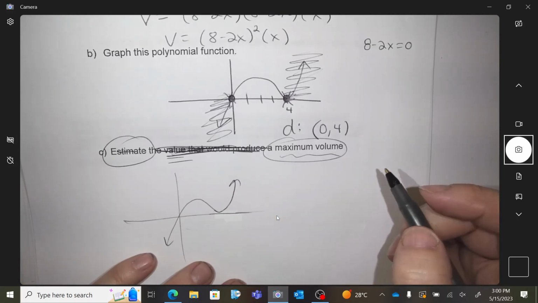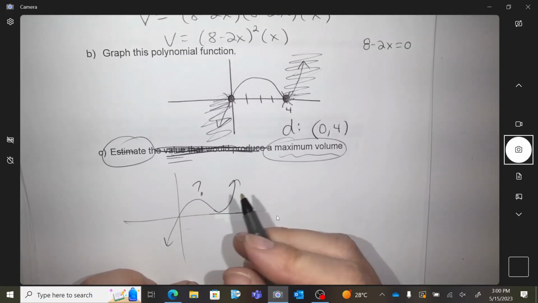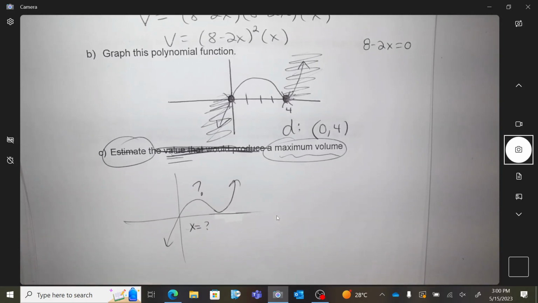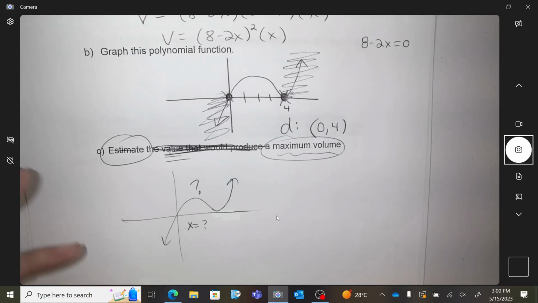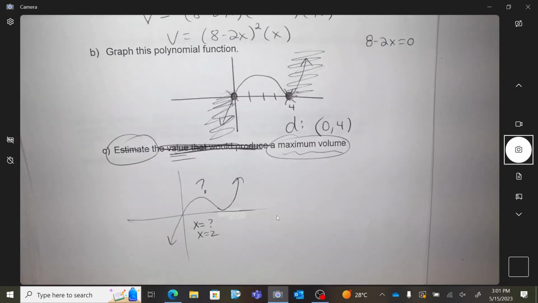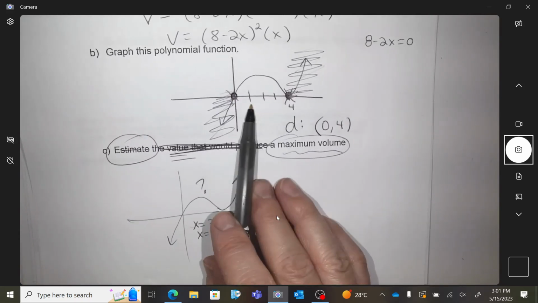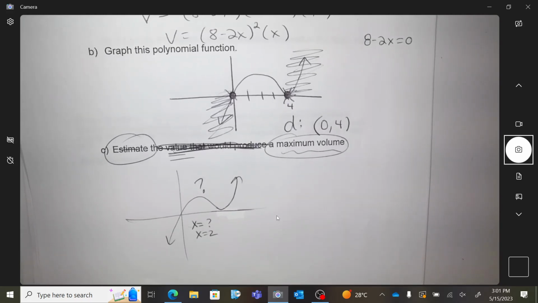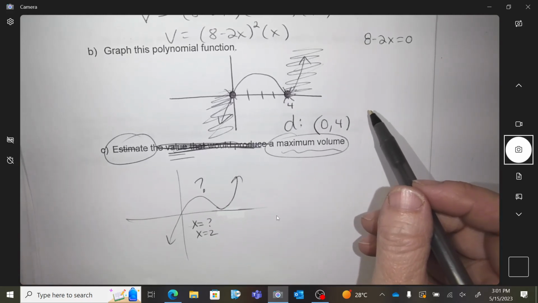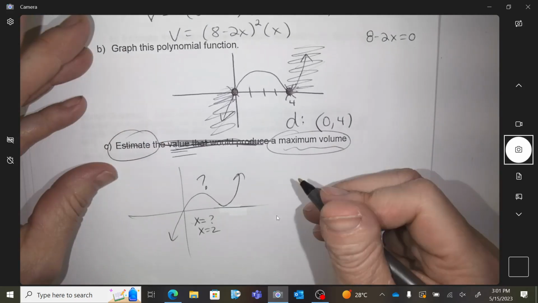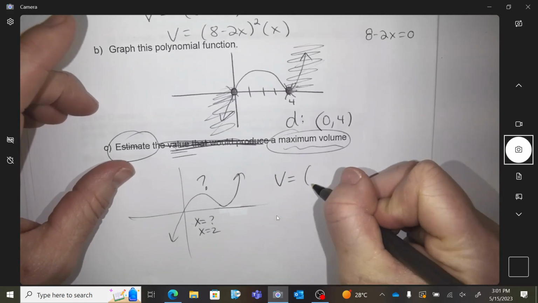Okay, so if I'm estimating the max, what x value do we want to try? What makes a good x value to pick? You can plug in x equals 2, and I'm fine with that. Usually I just do the midpoint. There's a 0 to 4, so I just pick whatever's in the middle. It's not going to actually be your max, but it's an estimate. So I'm going to plug in 2.